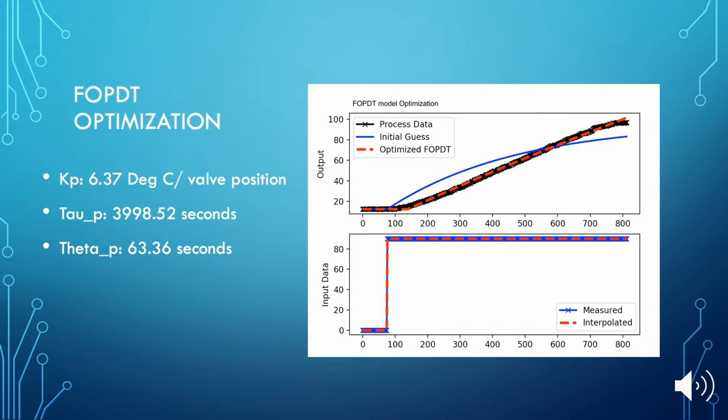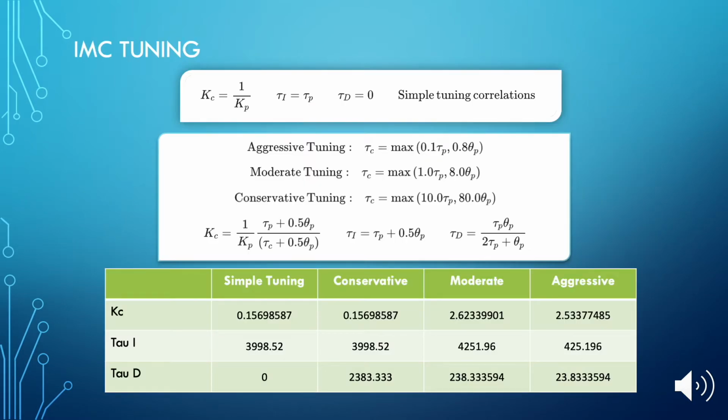This was our first step test. We did FOPDT optimization, and these were the initial parameters we got from our step test. From these parameters, we were able to get initial guesses for our PID controller through IMC tuning as shown here. We did this for simple, conservative, moderate, and aggressive.